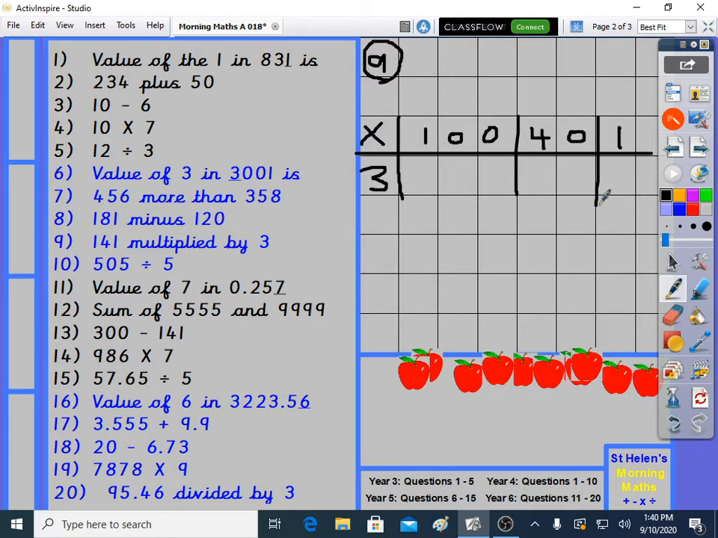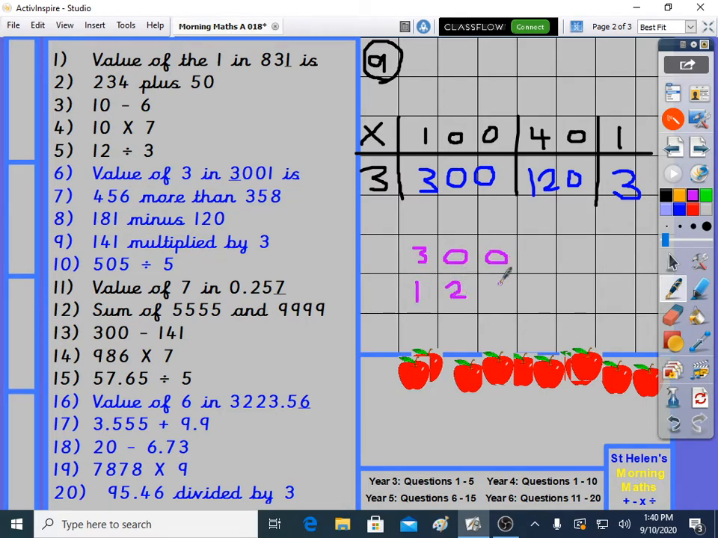3 times 100, that's of course 300. Or you could say 3 times 1 is 3, place the 2 zeros. In the next space, it's 3 times 40. 3 times 4, 3, 6, 9, 12. Place a 0, 120. 3 times 1 is 3. I nearly said 1. 3 times 1 is 3. So we have to add up the blue answers. 300 plus 120 plus 3. If I do that in my head, it's going to be 423.